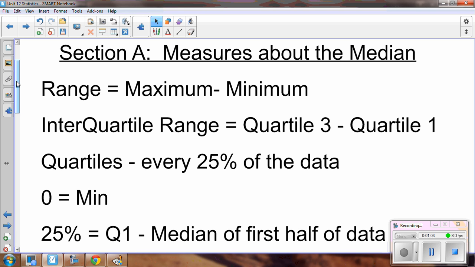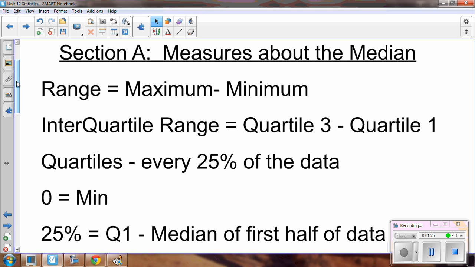After you find the range, you can also find something called the interquartile range. And you first need to find the quartiles, and we'll go over how to do that in a moment. But the definition is it is quartile 3 minus quartile 1. It is also a single number defined by the distance from quartile 1 to quartile 3.